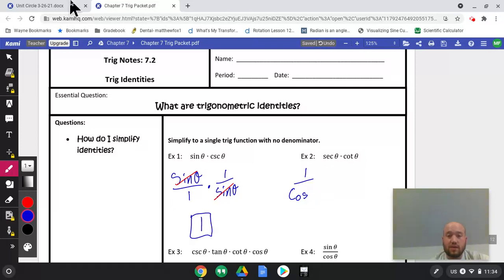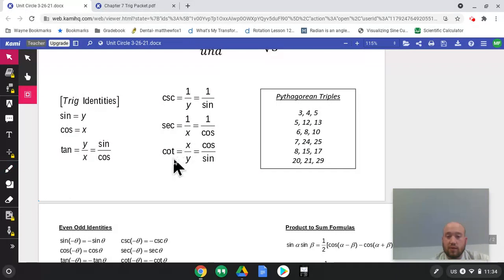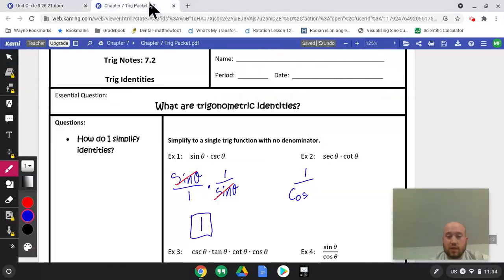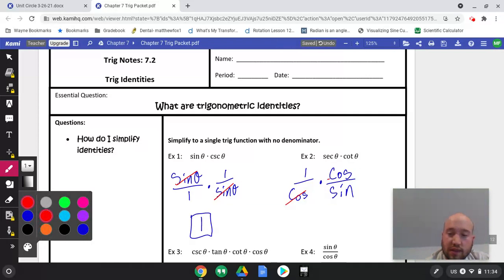Okay, and then cotangent, if you forgot that one, cotangent is cosine over sine. X over y or cosine over sine. So we multiply that by cosine over sine. Okay, at this point, our cosines cancel, and we're left with, oops, let me switch to blue, there. So 1 over sine. Now here's what we're talking about.